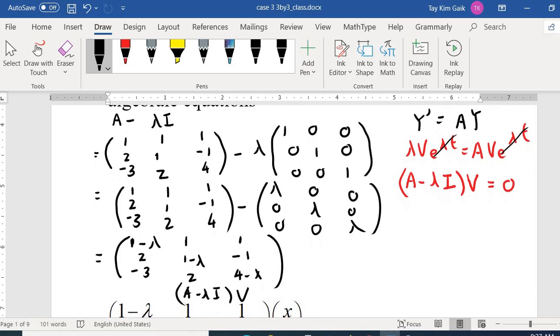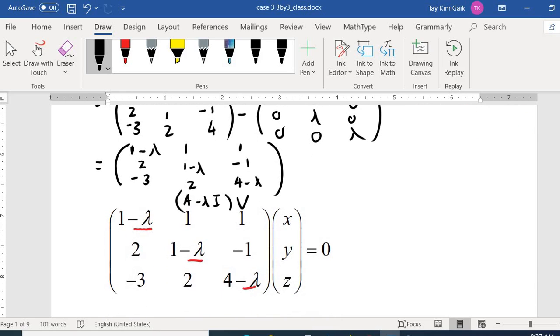So A minus lambda I. Quickly, next time you can just take the matrix A and subtract lambda on the main diagonal. Okay, and then to find the eigenvalue, so now this is (A minus lambda I) v equal to 0.